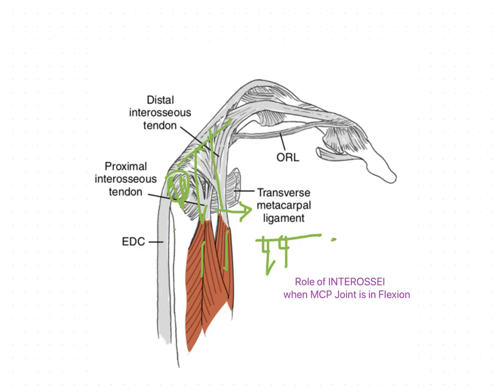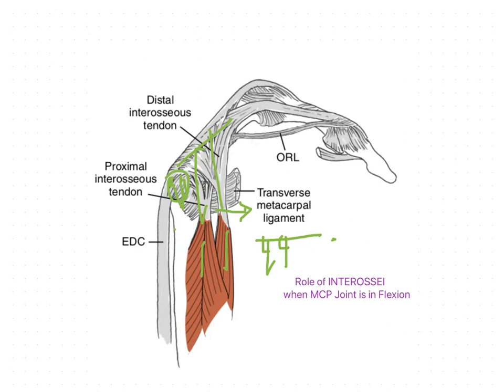So because of that, the structures around this metacarpophalangeal joint and also the action line of the interossei muscles mainly help in the flexion but not the deviation at the MCP joint. Okay, so this is about the role of interosseous during MCP joint extension as well as flexion.